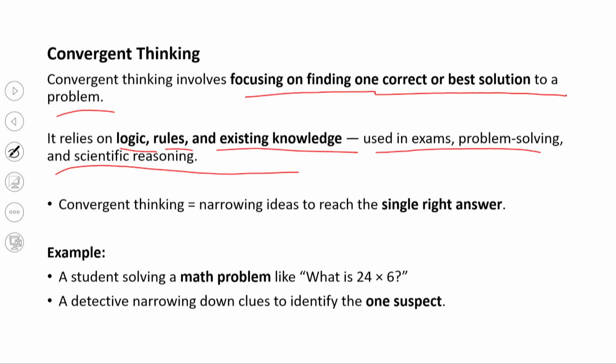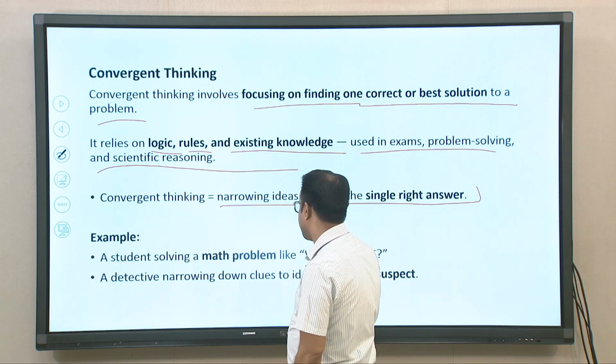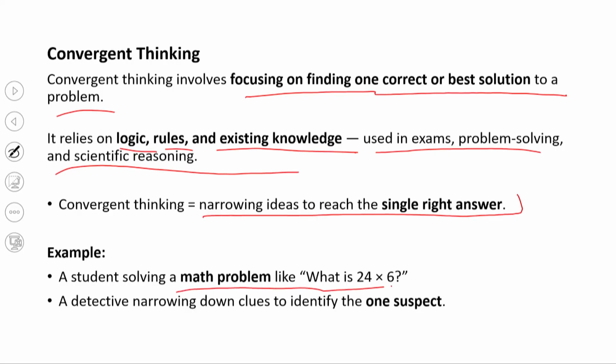So in convergent thinking, we are narrowing ideas to reach a single right answer. Using all the data, we narrow down to find a single answer. Examples include a student solving a math problem, like what is 24 into 6. Any such problems come under convergent thinking. A detective narrowing down clues to identify the suspect, using all the evidence to find out who the real suspect is, is also a kind of convergent thinking.